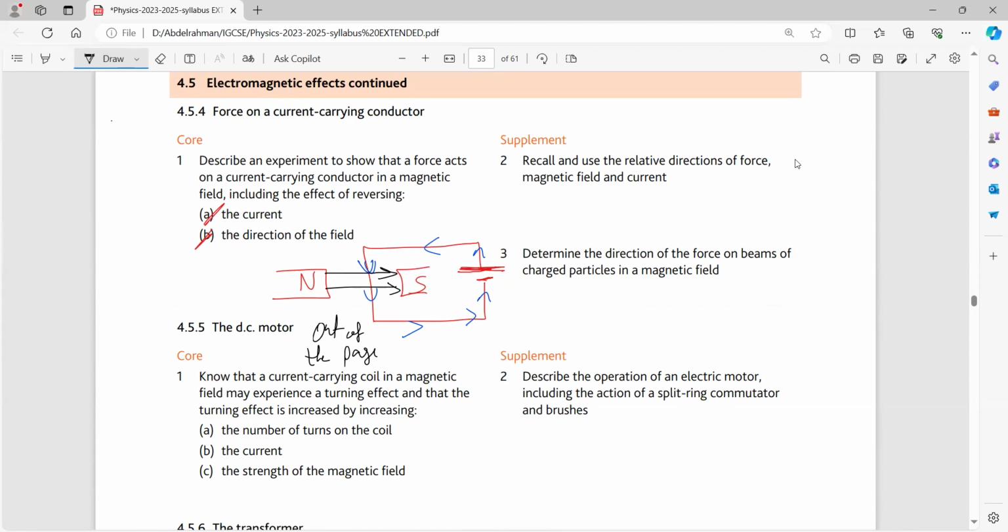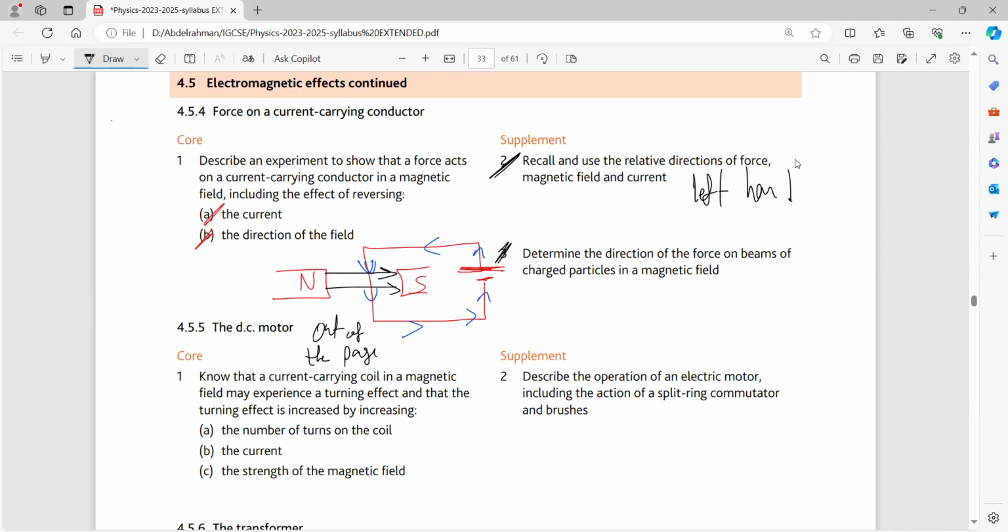Again, what happens is that the current interacts with the magnetic field at 90 degrees. They have to be perpendicular, and therefore the force will also be perpendicular to them both. That's why we use the Fleming left-hand rule. Directions of the force, magnetic field, and the current. Fleming left-hand rule. Determine the direction of the force on beams. Okay, charged particles. Charged particles in a magnetic field.